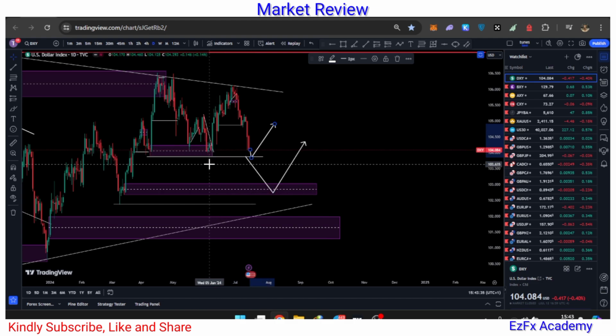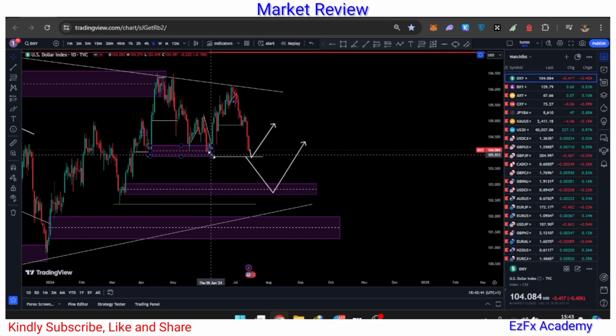This is the previous support, or you can just mark out this full zone, this whole region around here, that we've had work once. Sorry, twice rather. This is once, it's the second time around here, and this should be the third time.